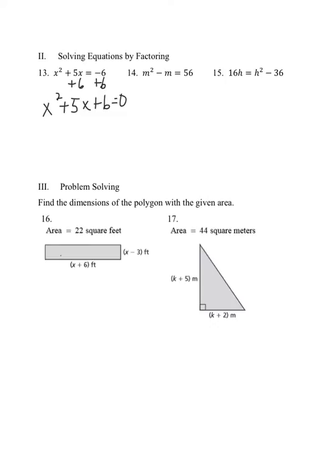Now I'm going to take that first piece here. I'm going to take x squared plus 5x plus 6, and I'm going to factor it. So it's plus plus, which means that my two binomials are plus plus.